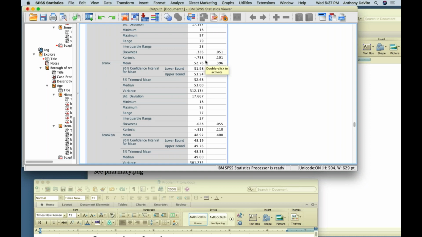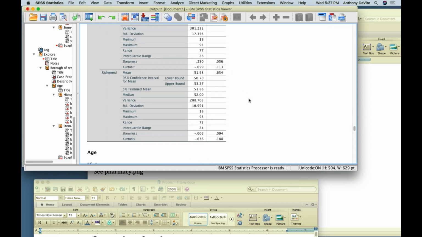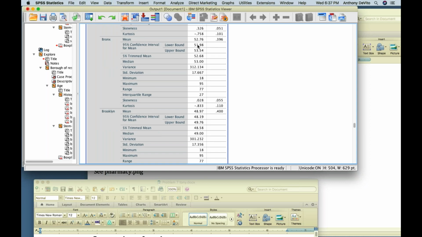Where do you think that might be? Think it might be Manhattan? I think it's most likely Queens. You think? Well, the average age for this group is quite a bit older than the others. The others are 48, 47. This one is 52. Should be. We'll see.